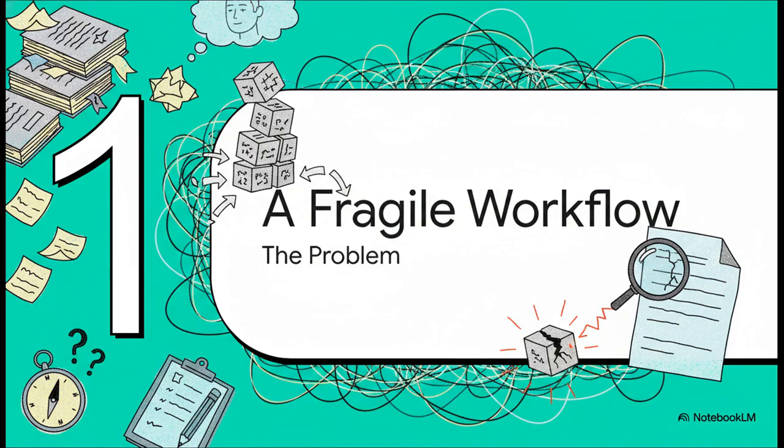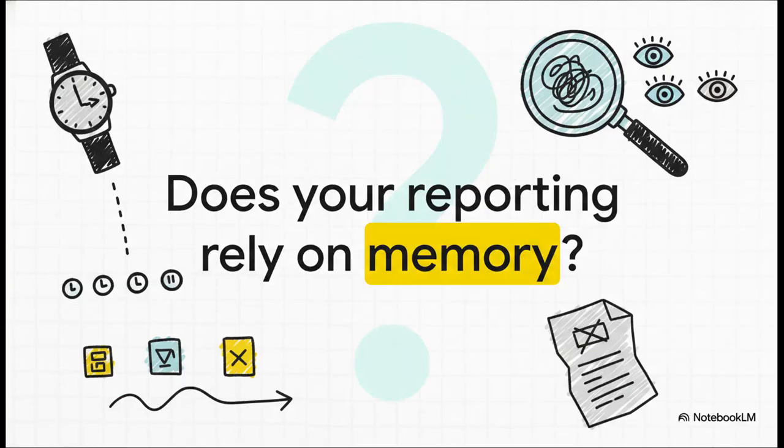So let's start by talking about something that might feel a little too familiar, what we'll call the fragile workflow. You know what I mean? It's that mix of handwritten notes, photos on your phone, and trying to remember exactly what happened when. It works, kind of, but it's fragile. It's one forgotten detail away from falling apart. So let's just ask the question, point blank. When you sit down to write your report, how much of it is coming straight from memory? The exact times, the sequence of events, that one tiny observation that could make or break the case. If you're being honest and the answer is a lot, then your whole documentation process is on shaky ground.